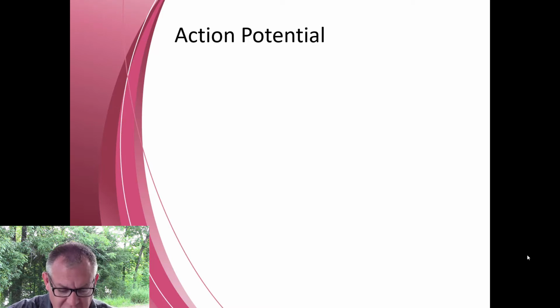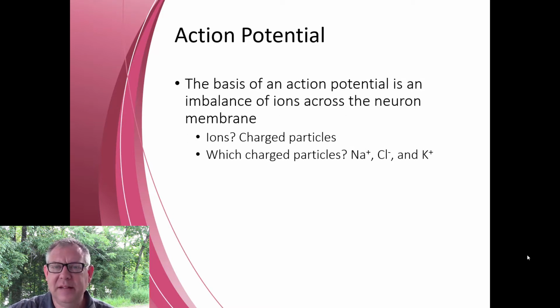All right, let's talk about this action potential. What is it specifically? We're going to look at this in detail like we did with the contraction of a muscle. And again, it's going to show how understanding things at the molecular and cellular level, you really start to understand how they work. The basis of this action potential is an imbalance of ions across the neuron membrane. Okay, so there's a lot in that sentence.